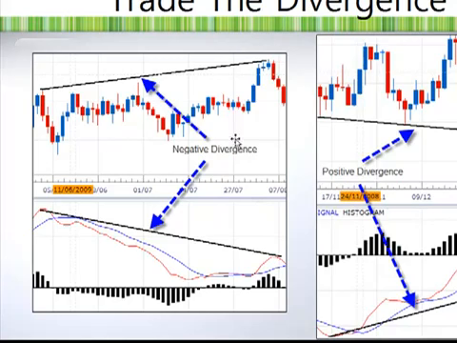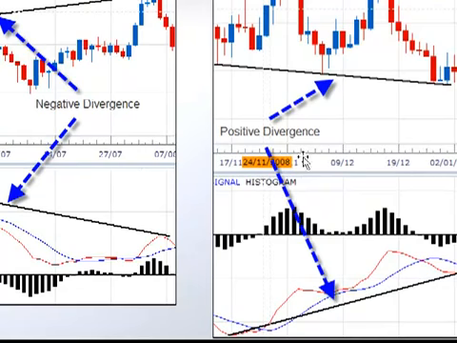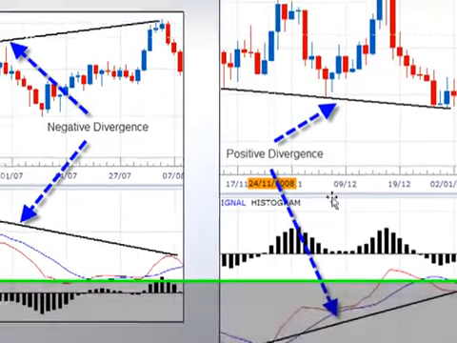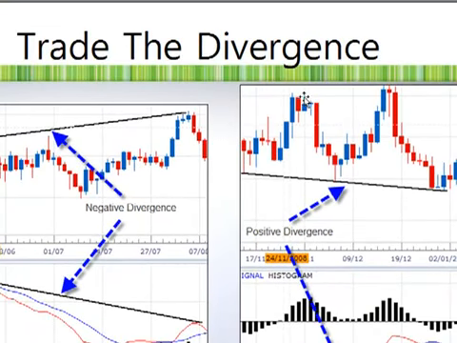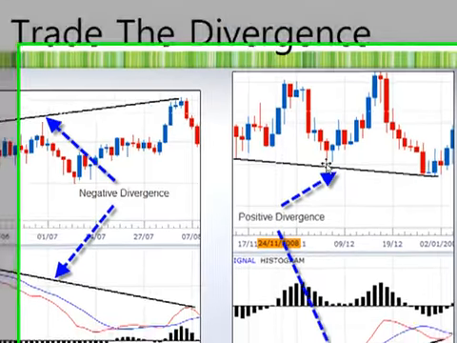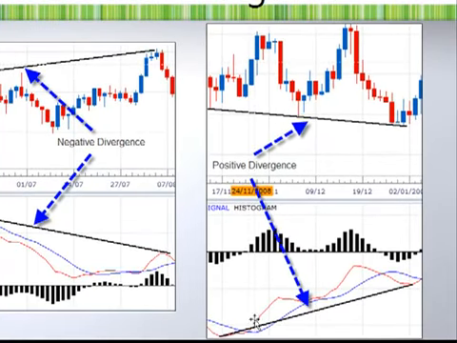Therefore most of the time when you enter a short trade after seeing a MACD divergence, the price will usually move down. As for MACD positive divergence, it means that the price is making a lower low. Can you see that? This low is lower than here, but the MACD is making a higher low. You see this low is actually higher than here. This is called positive divergence.